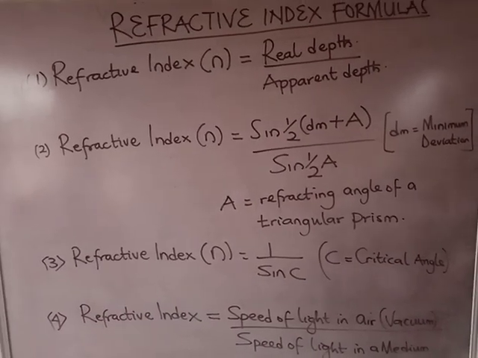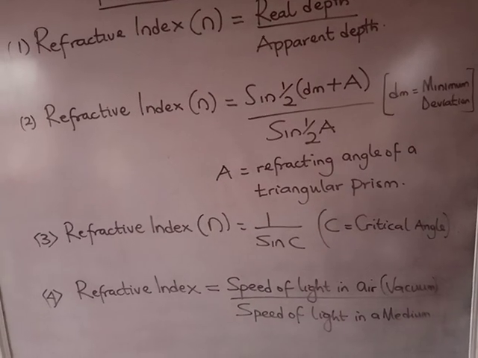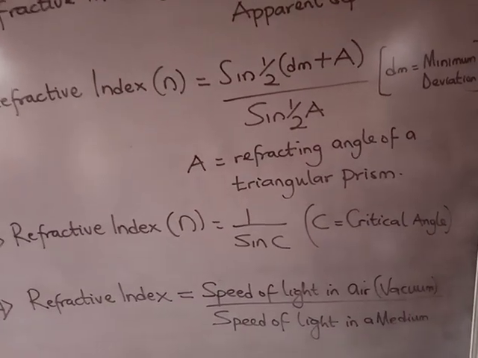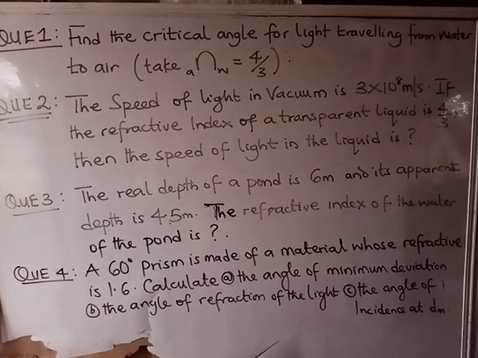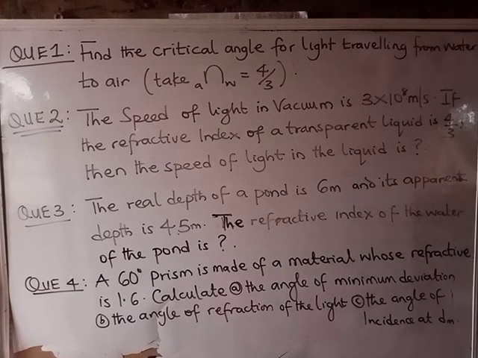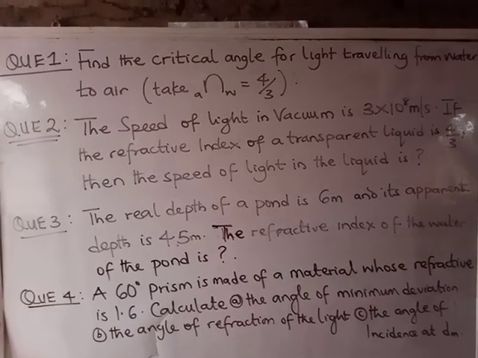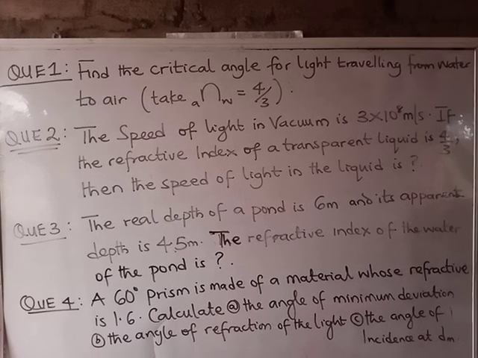You see, in the triangular prism, dm means minimum deviation. Please note that. So let's quickly solve some questions on that now. Let's check them together. Number 1: find the critical angle for light traveling from water to air. We are given the refractive index to be 4 over 3.